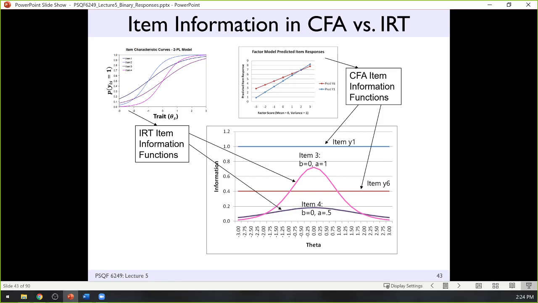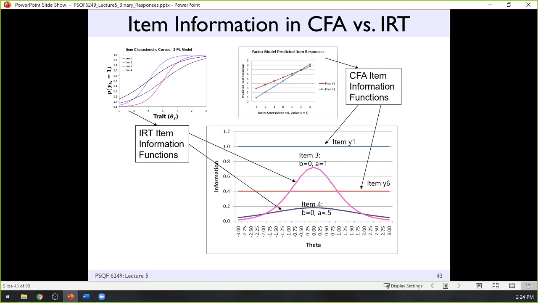So what's going to happen is that the total amount of reliability in your set of items, because each item contributes a different amount at a different point, we're going to end up with a function that describes the total reliability of the scale in terms of the information that the set of items gives you. And that is how we think about reliability in these models. It's not one number anymore. It's a function.